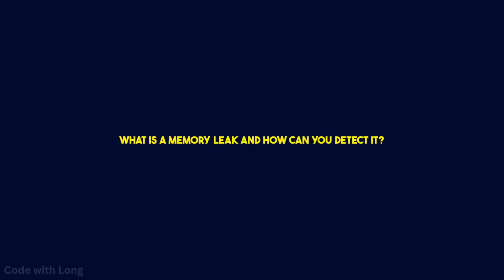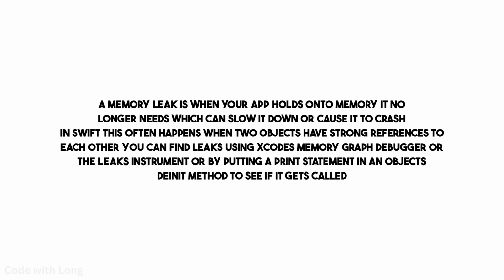What is a memory leak and how can you detect it? A memory leak is when your app holds onto memory it no longer needs, which can slow it down or cause it to crash. In Swift, this often happens when two objects have strong references to each other. You can find leaks using Xcode's memory graph debugger or the leaks instrument, or by putting a print statement in an object's deinit method to see if it gets called.